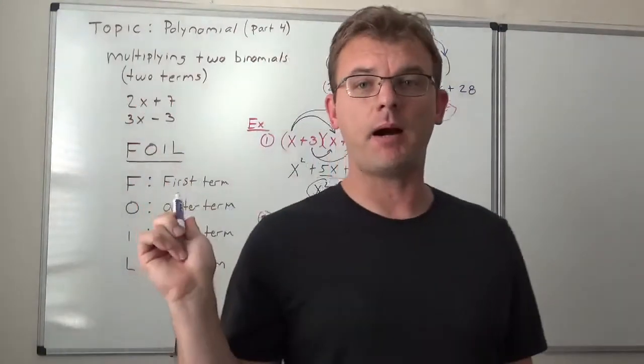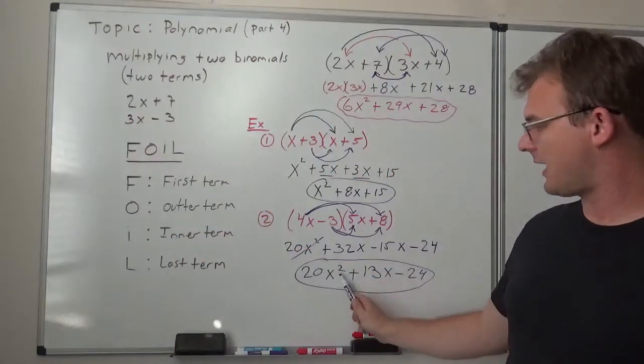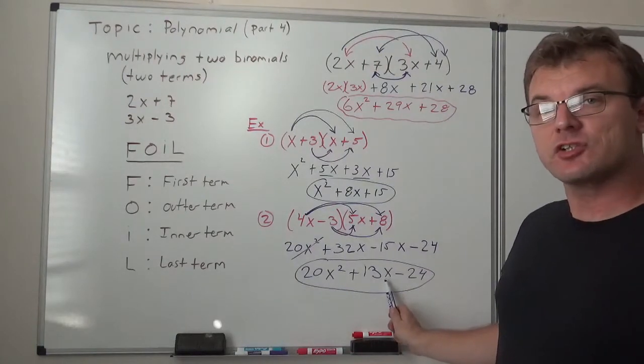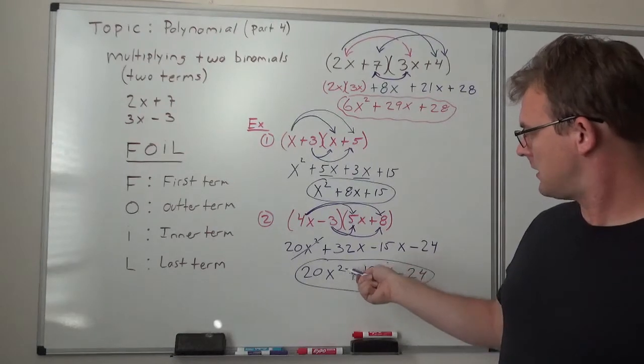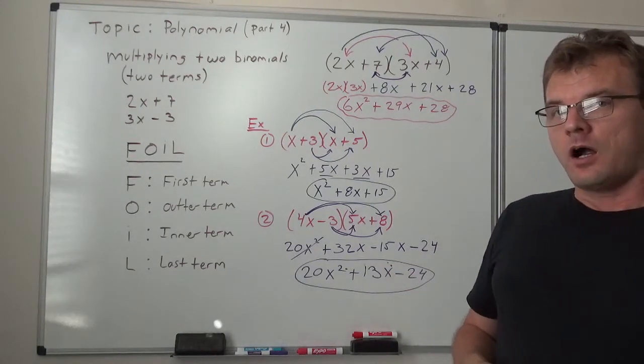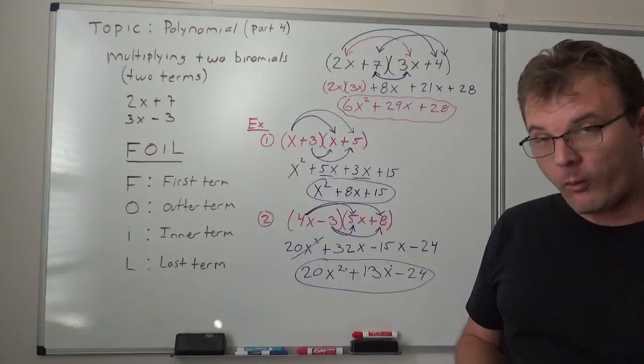Remember, nothing can combine here. Nothing can combine because you have x squared and x to the first. You can't combine these because they're different exponents. Are you starting to get the hang of it? I'm hoping you are.